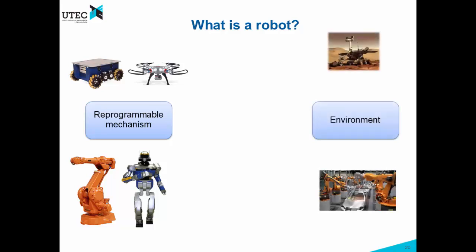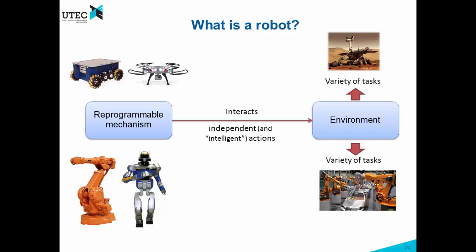and then we have the environment. And this reprogrammable mechanism has to interact with the environment through independent and intelligent actions to perform a variety of tasks. So the environment can be some surface on the moon, for example, or it can be some industrial application.